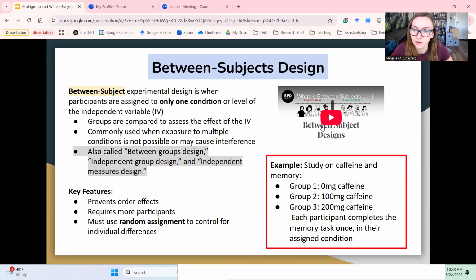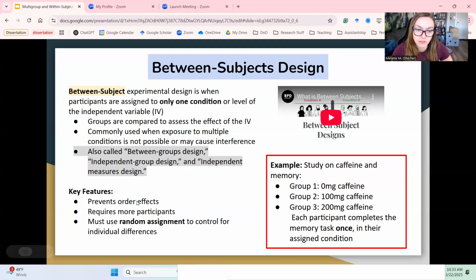At its core, it's an experimental design where participants are only assigned one condition. They're not going to have several different experiences. They'll just have the one. An example of something like this is a study on caffeine on memory. We have three groups. People are only assigned to one group. Group one will never get any caffeine. Group two will only get 100 milligrams, and group three will only get 200. So each participant only completes one of those groups.